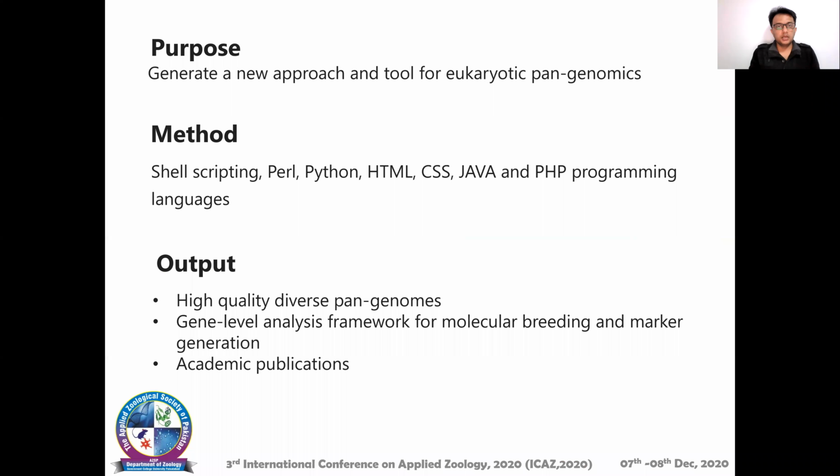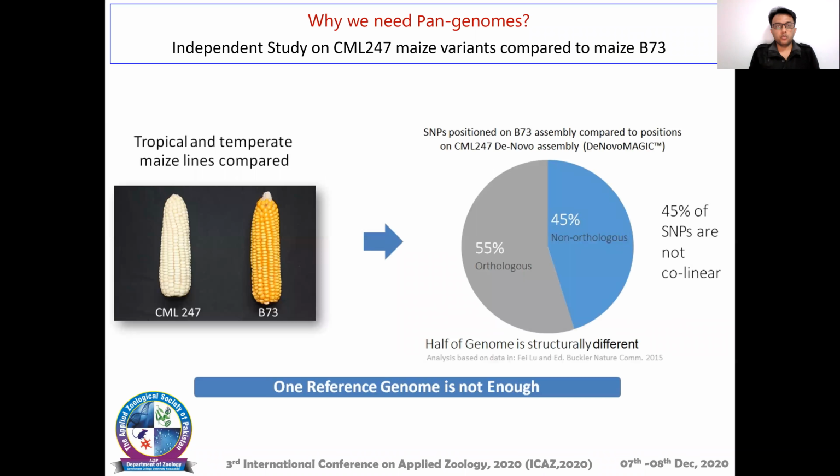It's ppsPCP. The purpose of developing this pipeline was to help the eukaryotic research community in developing pan-genomes. I used a couple of programming languages during the development of this pipeline, and it gives you a fully annotated pan-genome that can be directly used for various research purposes, for example, gene level analysis in molecular breeding or biotechnology work. It will also help you in your academic publications if you are working with whole genome sequencing or pan-genome related work.